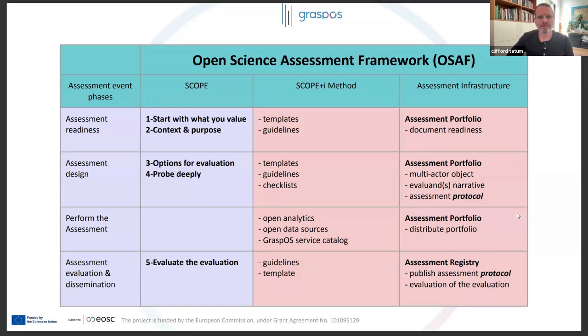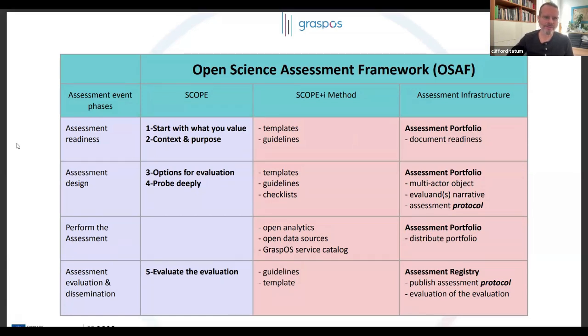So we have a lot going on in this framework. So I want to break it down by connecting the things on the basis of assessment event phases. So we have four phases: the readiness phase, the design phase, I'm going down the left column, and performing the assessment, and then evaluating the assessment. So back up to assessment readiness. This correlates with the first two steps of the scope process. Start with what you value and context and purpose.